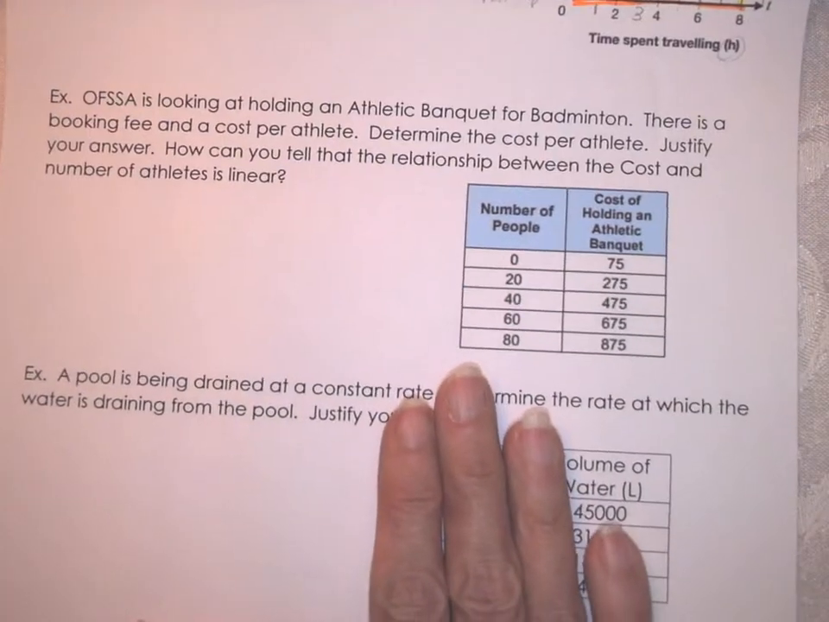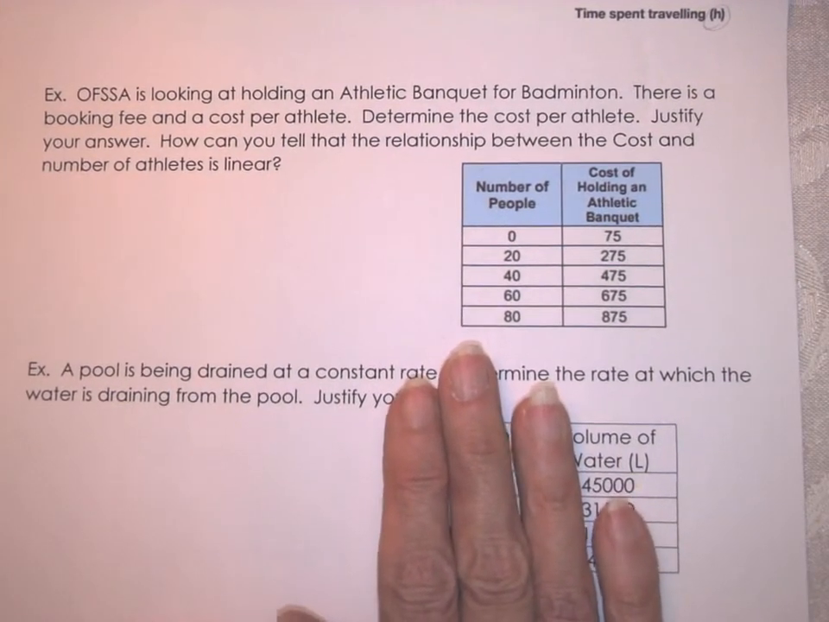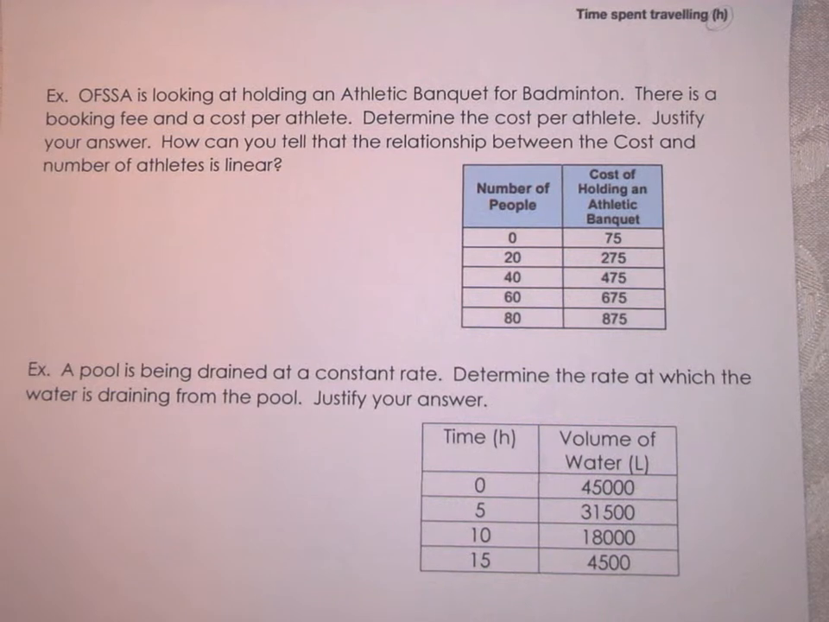All right, now we're going to look at rate of change from a table and still describing its meaning. So OFSA is looking at holding an athletic banquet for badminton. There is a booking fee and a cost per athlete. Determine the cost per athlete.